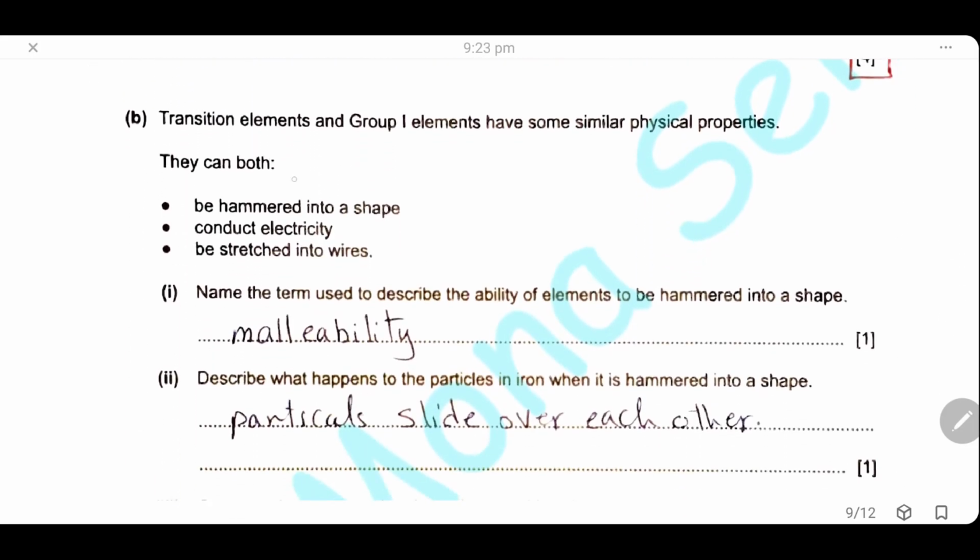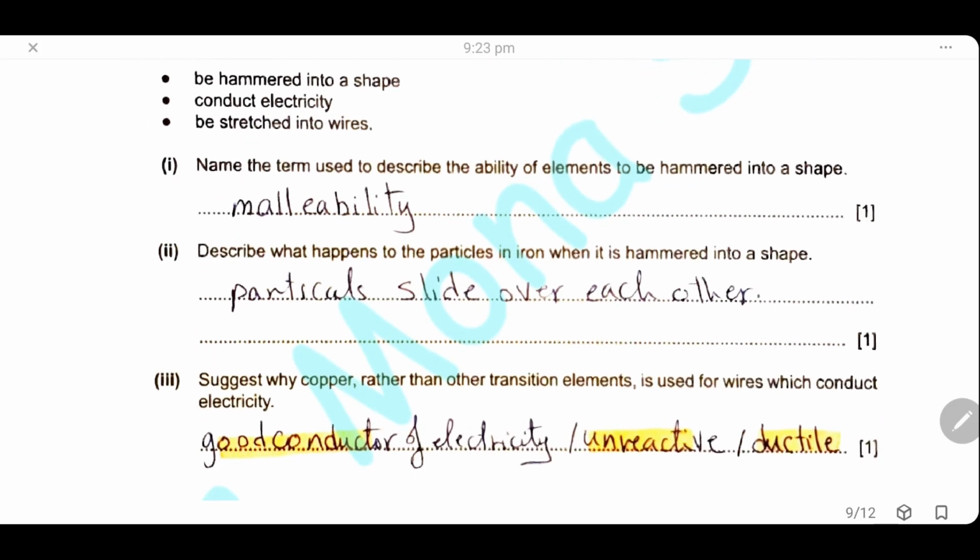Question B. Transition elements and elements of group 1 have some similar physical properties: they can be hammered into shapes, they conduct electricity, and they can be stretched into wires. Name the term used to describe the ability of an element to be hammered into shape. This ability is called malleability. If a metal is malleable, it means it can be hammered into shape.